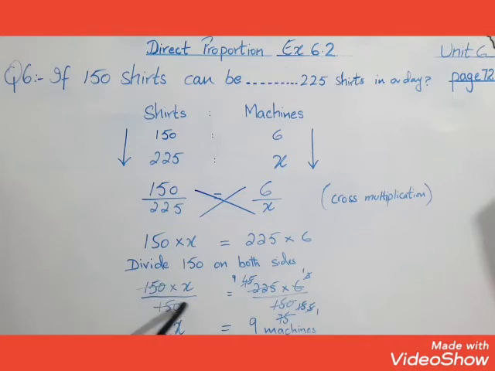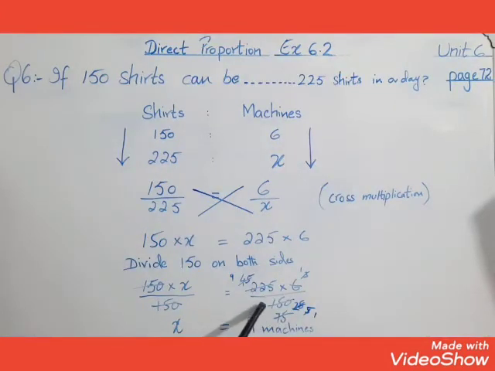150 divided by 150, they cancel with each other. Then just x is left, is equal to 225 multiplied by 6 over 150. First take the table of 2. 2 times 3 is 6. 2 times 75 is equal to 150. Right? Now take the next table, 3. 3 times 1 is 3. 3 times 25 is 75. Take the table of 5. 5 times 5 is 25. 5 times 45 is 225. 5 times 1 is 5. 5 times 9 is 45. So x is equal to 9 machines.